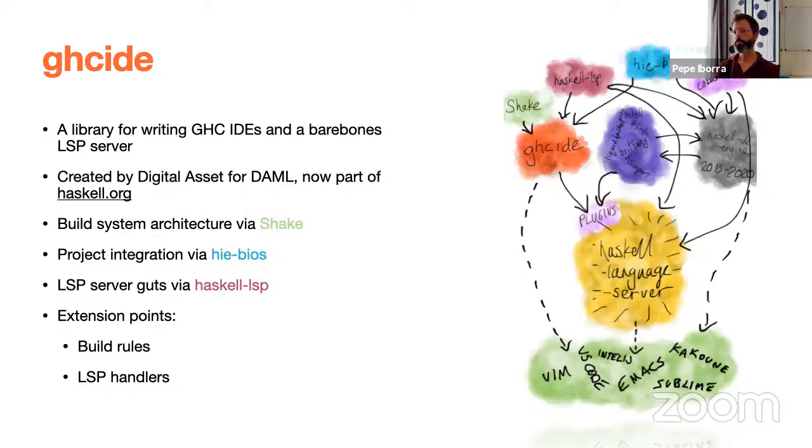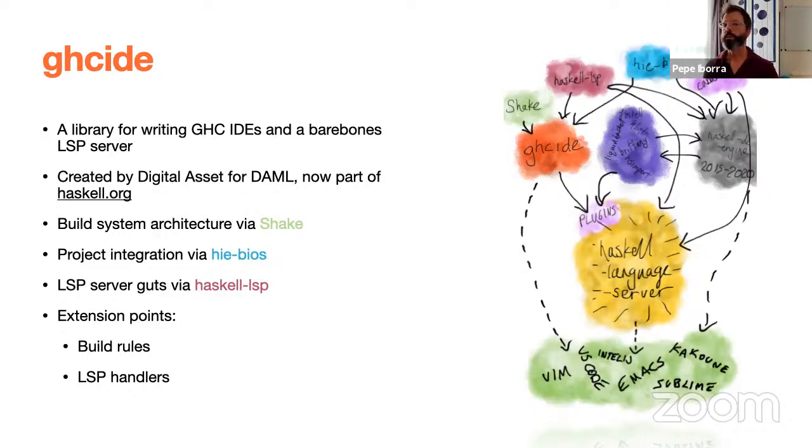The other projects that GHCIDE builds on are HieBios, which takes care of interfacing with your project build system like Cabal or Stack, or if you have a custom build system like Hadrian for GHC or any other. HieBios allows to interface GHCIDE with your project build system and to extract all the GHC flags and settings that are required to load your modules in GHC.